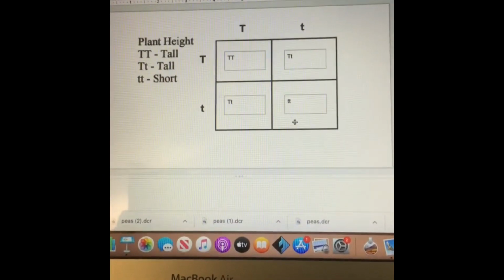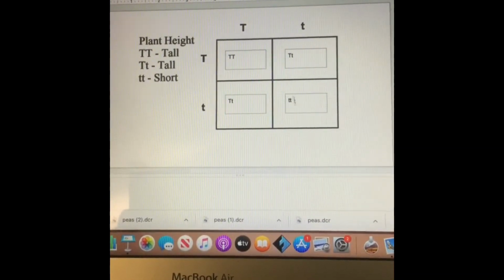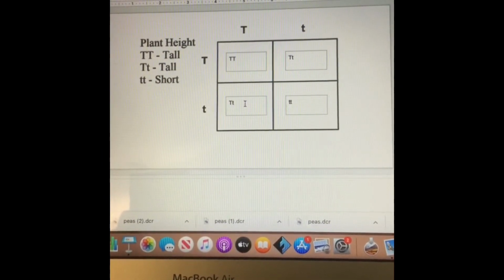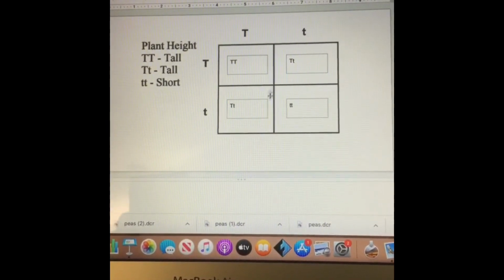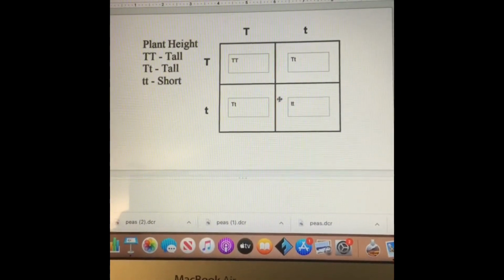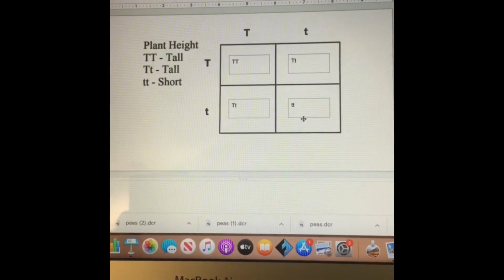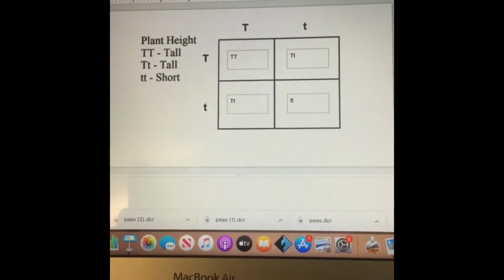So with these two tall parents, is it possible to get a short offspring? Yes, it is. Is it a very good possibility? No, because out of this, each one of these would be 25%. Tall, tall, tall. So it's a 75% chance the offspring would be tall, but there is a small probability, 25%, that it could be short. Let's look at another one.